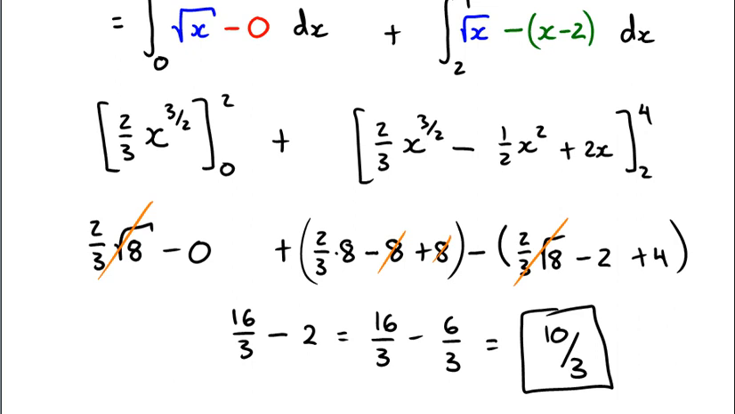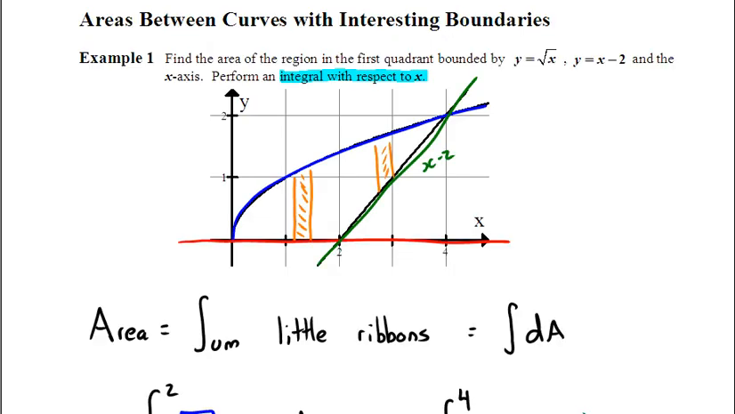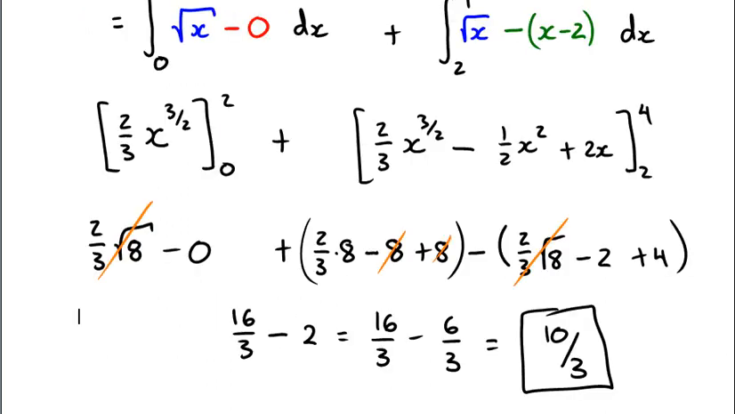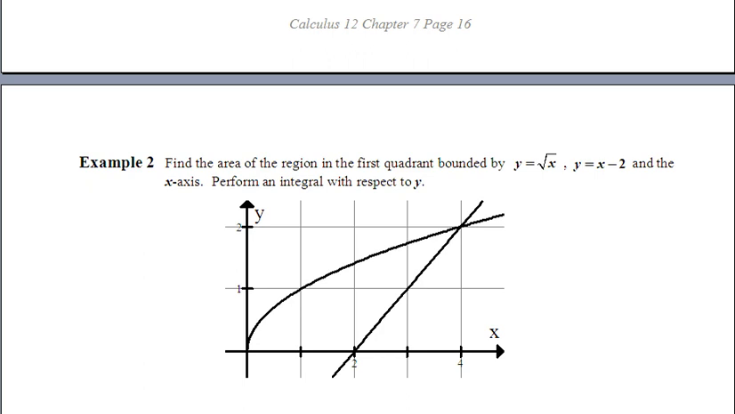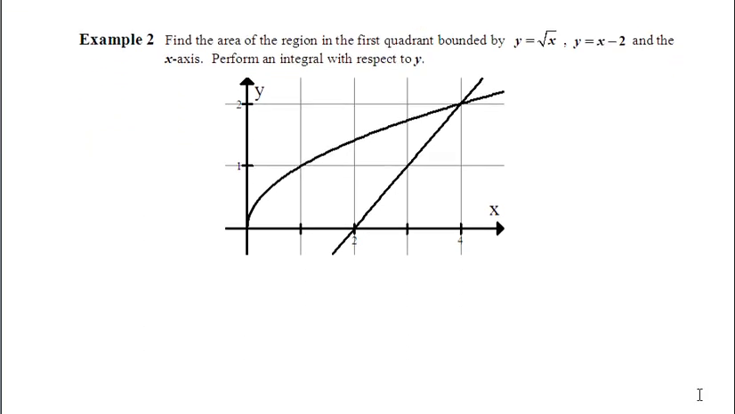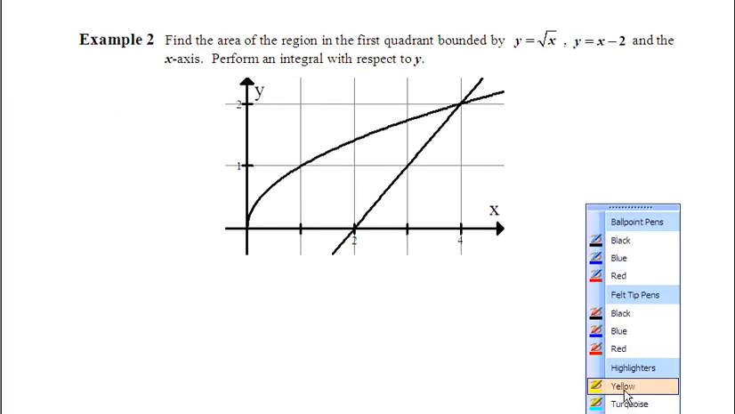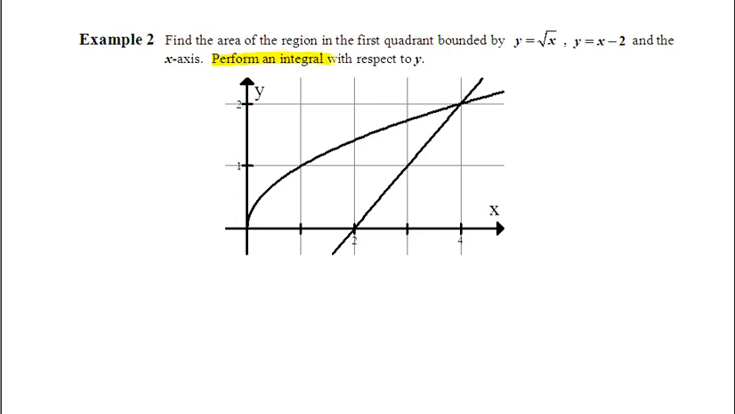So at this point, we've got 2 separate integrals that we did. We're just adding up those little orange ribbons. At the beginning, blue on top of red. Then we had to switch to blue on top of green. Same question again, same answer, of course, 10/3. But this time, we're going to do an integral with respect to y. It won't feel particularly comfortable for you, but it is kind of neat to see.